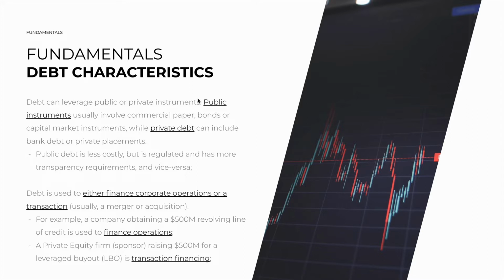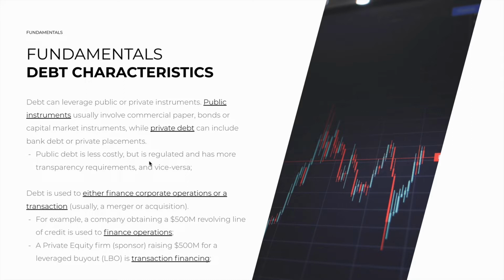Public instruments, or in other words, securities that are either available to any investor in the market or made available only to specific ones. Public instruments usually involve commercial paper, public bonds, or capital market instruments, while private debt usually includes bank debt or private placements. It's not public. Or maybe bonds issued privately by the borrower only to specific lenders. In general terms, public debt is less costly, but it's regulated and it has more transparency requirements, and vice versa.